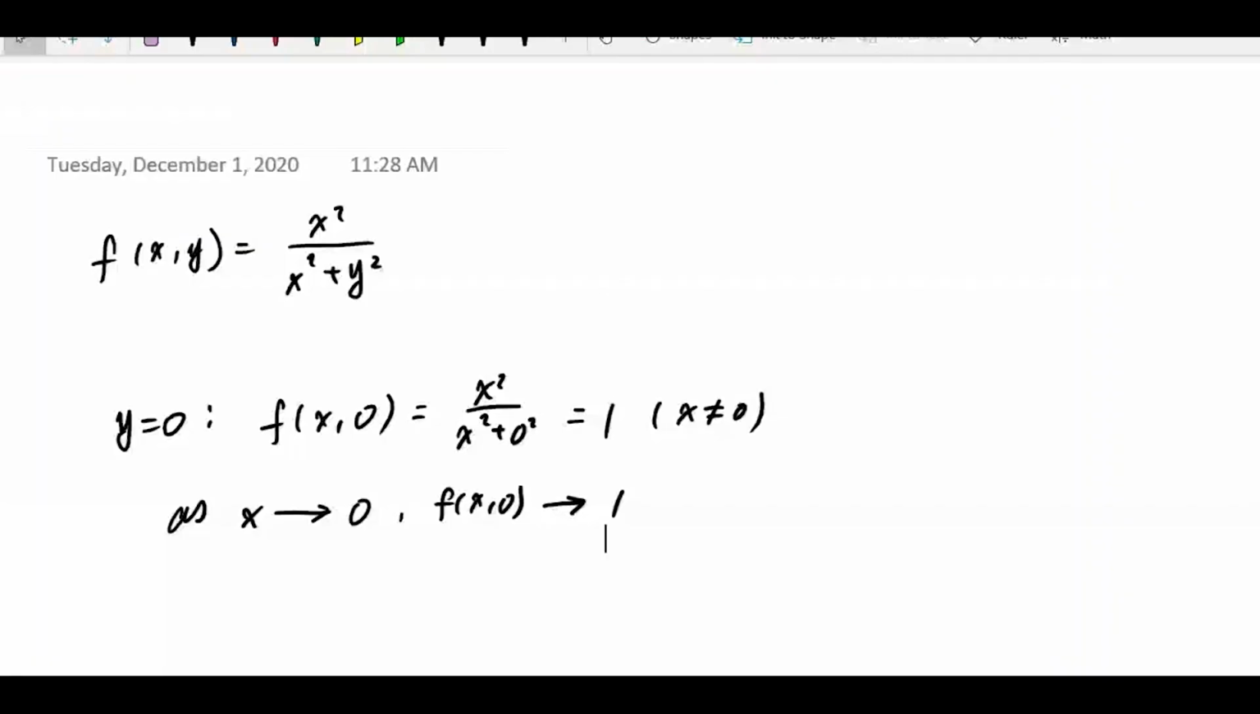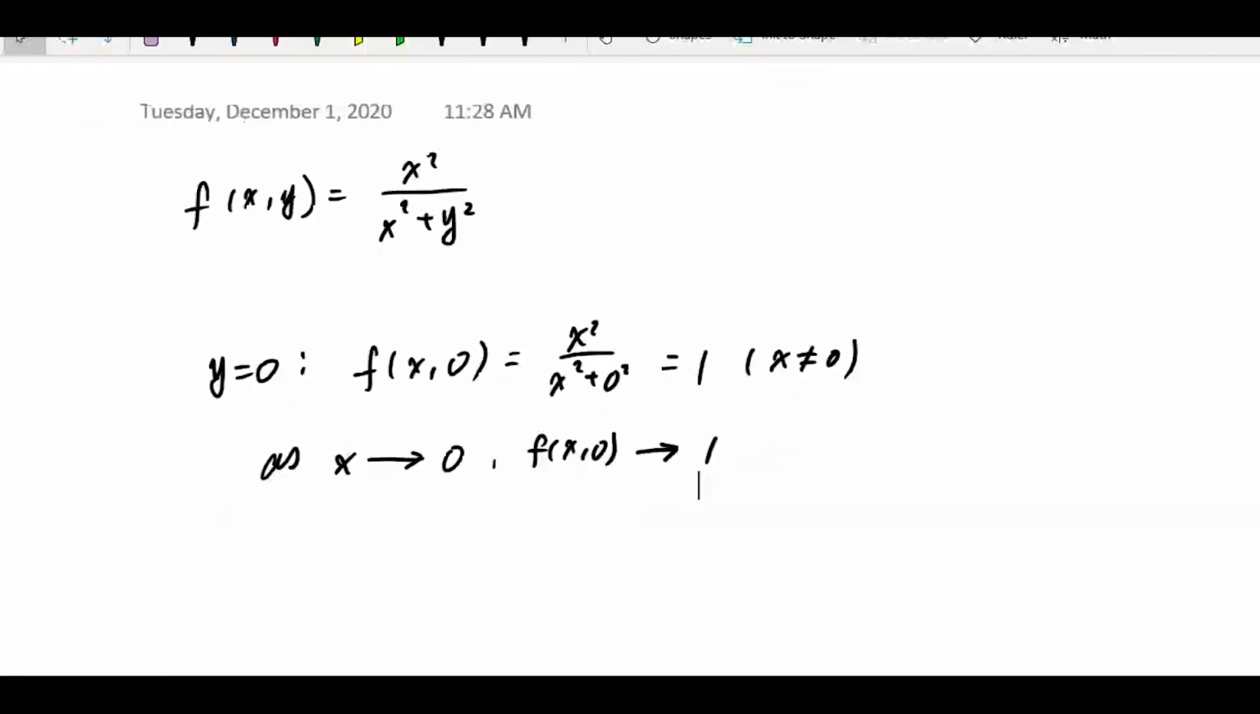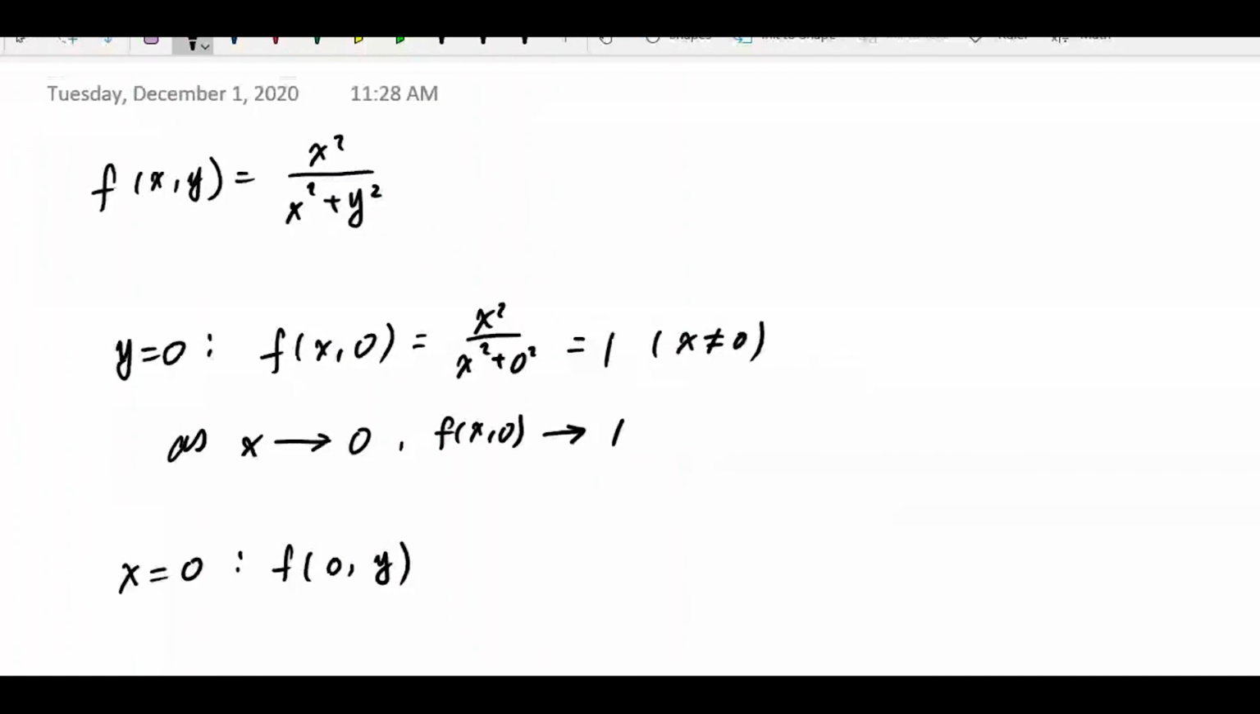Okay, now come back, but when x is equal to 0, in other words, this is f of 0, y along the y-axis. Now, let's see what it is. So we have 0 squared over 0 squared plus y squared, which is equal to 0 as long as y is not equal to 0. So as y approaches 0, your f of 0, y will approach 0. You get it? So we have two different values.